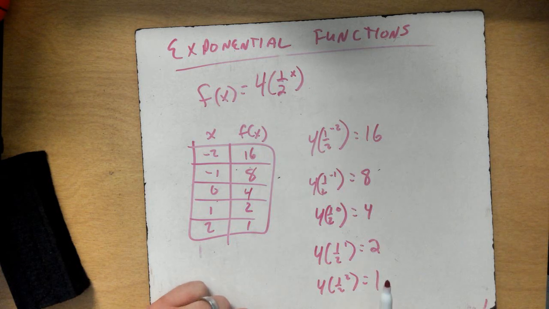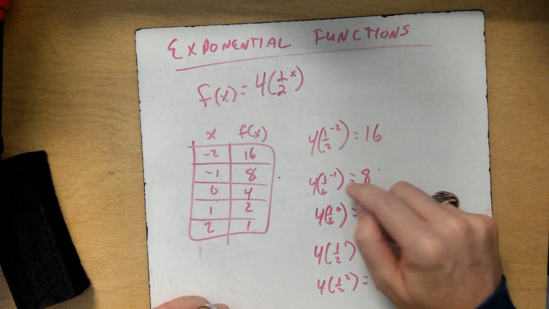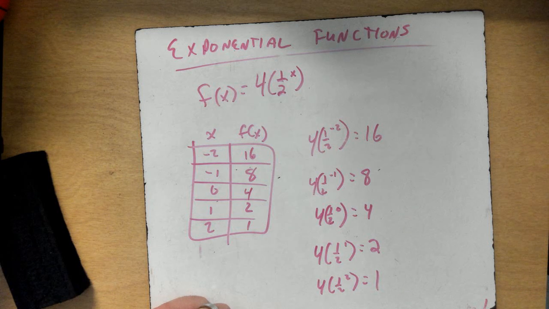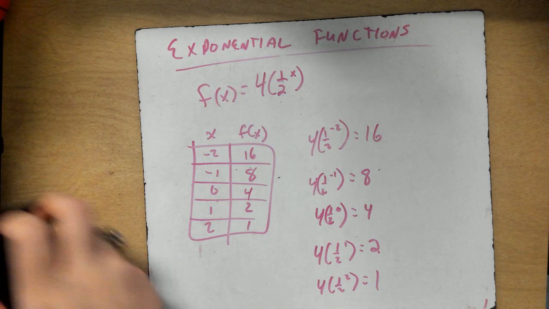You can do this on a calculator, it's fine. 1/2 to the second power and then times it by 4. 1/2 to the -1st power times by 4. 1/2 to the 0 power times by 4. You can do that on the calculator.